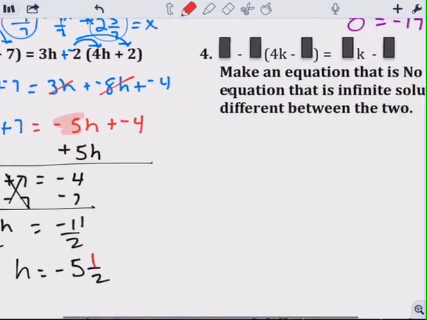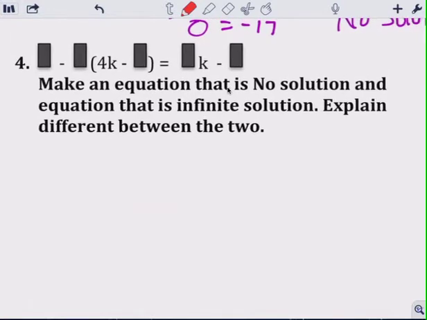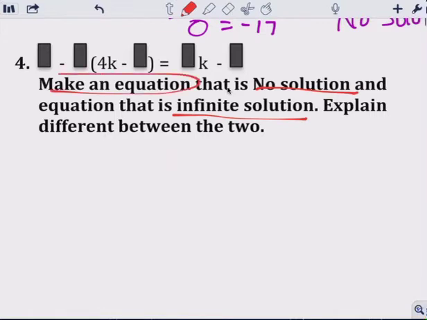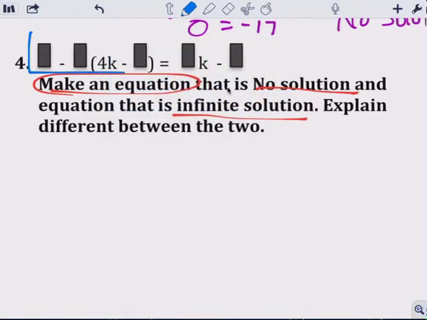Okay? Now number 4. Make an equation that has no solution and an equation that has infinitely many. So we want to make both no solution and infinitely many solutions. Explain the difference between the two. So we want to make 2 equations and explain the difference. Okay. So when you're doing this, you start with the one with the most terms in it, and it's that side. You always do the one with the most first.